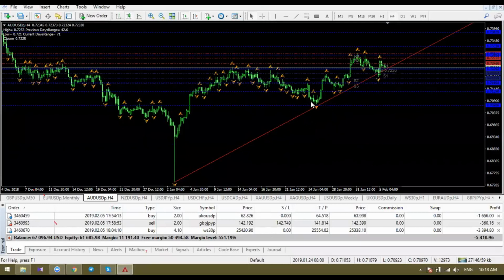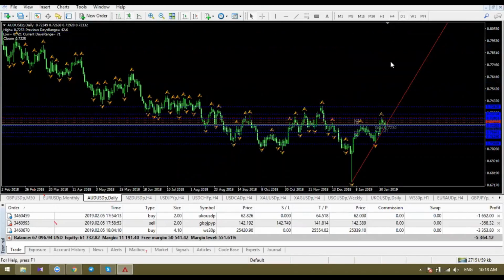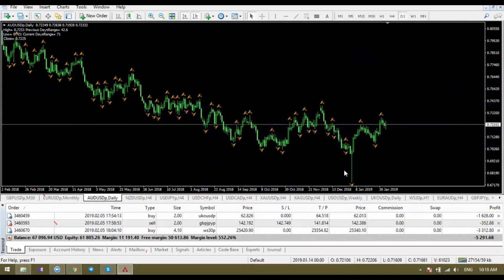In the medium term, I take the middle peak, and I take the last 2 peaks in the short term. It's no different in the daily time frame. In the daily, the lowest peak of my own is this, right?